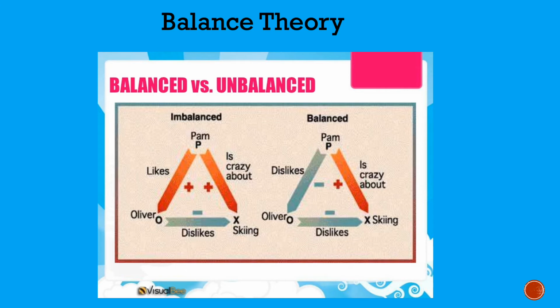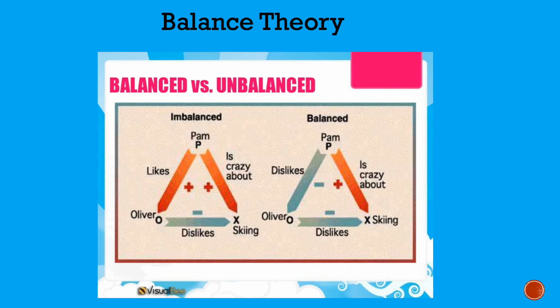Here's another example of a balanced versus unbalanced system. Let's suppose Pam likes Oliver a lot and she's crazy about skiing, but Oliver hates skiing. Well, this creates some tension, right? There's a lack of balance there.